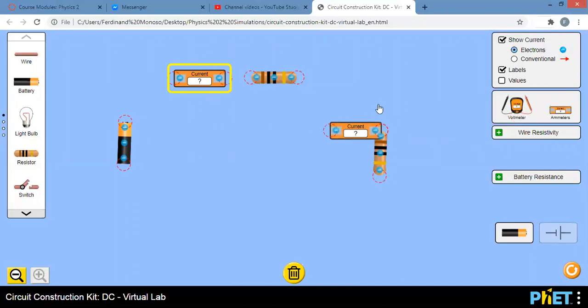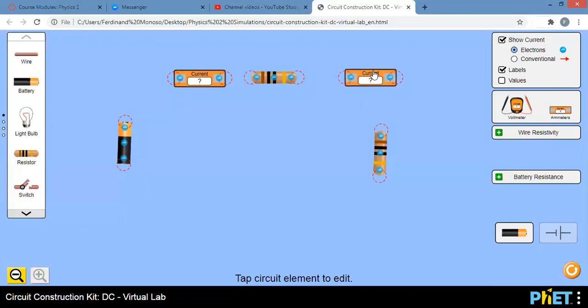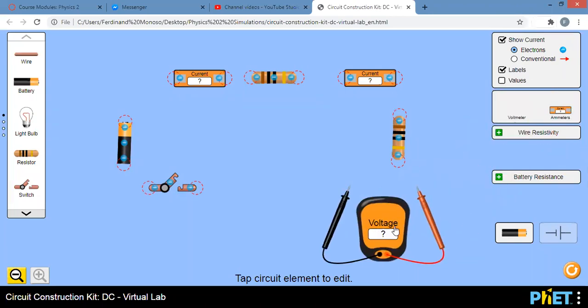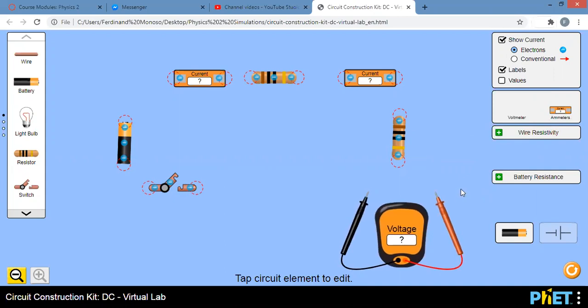We need another ammeter to measure our current 2. So this is for current number 2. The second current will pass through our resistance 2. And we need some kind of a switch. We'll connect a switch there. Later, we will need also to find the voltage in our circuit. So we need a voltmeter. So these two are the ammeters. These are voltmeters.